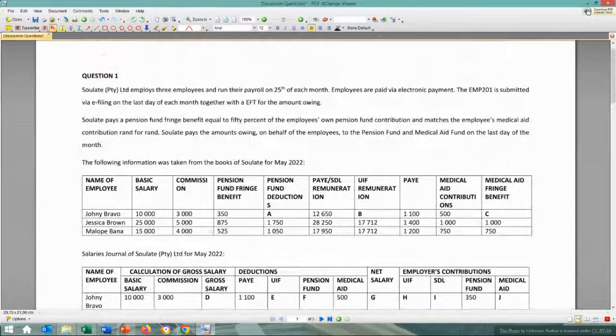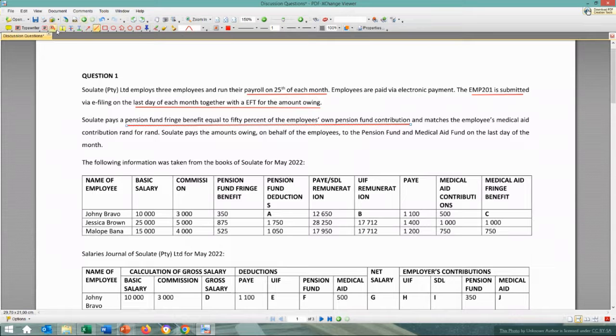Okay, so let's read through the information first, as there might be pertinent information. So Solati employs 3 employees and runs their payroll on the 25th. So we run the payroll on the 25th. Employees are paid via electronic payment. The EMP201 is submitted on the last day of each month. Now, normally the last day would be the 30th or the 31st, depending on the month, together with the EFT for the amount owing.